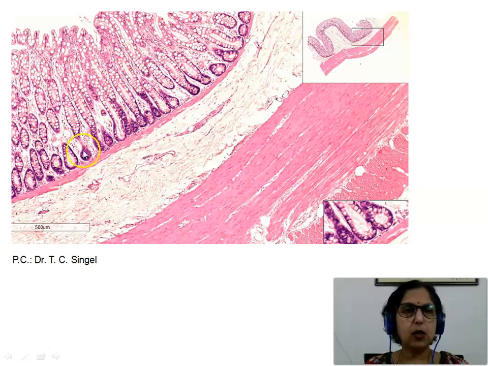Lower part showing the intestinal glands or crypts of Lieberkühn, and this here is the muscularis mucosae. This is the submucosa, dense irregular connective tissue, and this is the muscularis externa, inner circular and the outer longitudinal layers of the muscularis externa, and finally some part of the serosa is also seen here.